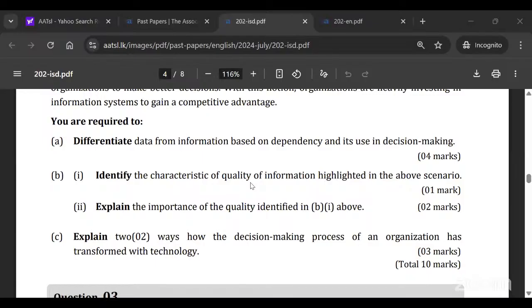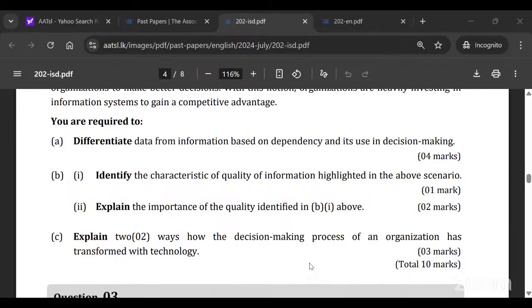Timeliness. First, you have to identify what is the characteristic highlighted in the scenario. That is timeliness. Then you have to explain about the timeliness. Explain 2 ways how the decision-making process in an organization has transformed with the technology, 3 marks. Now, one way is data-driven decision-making. Right?